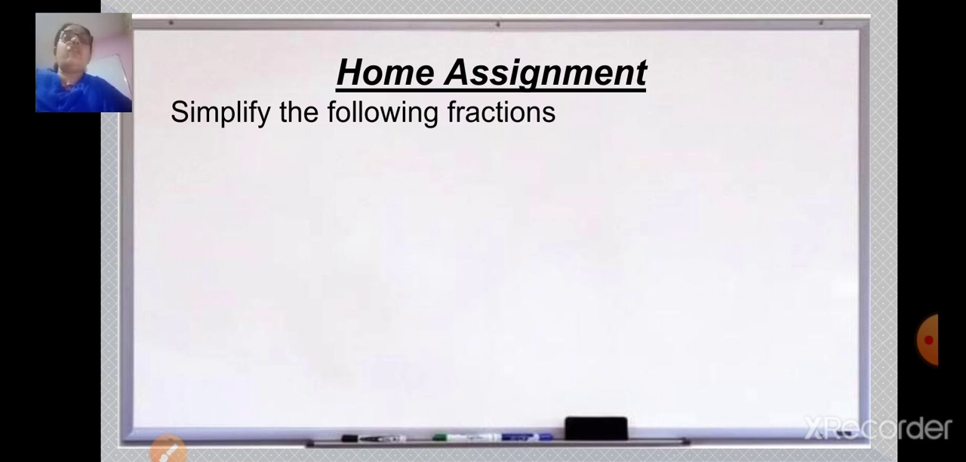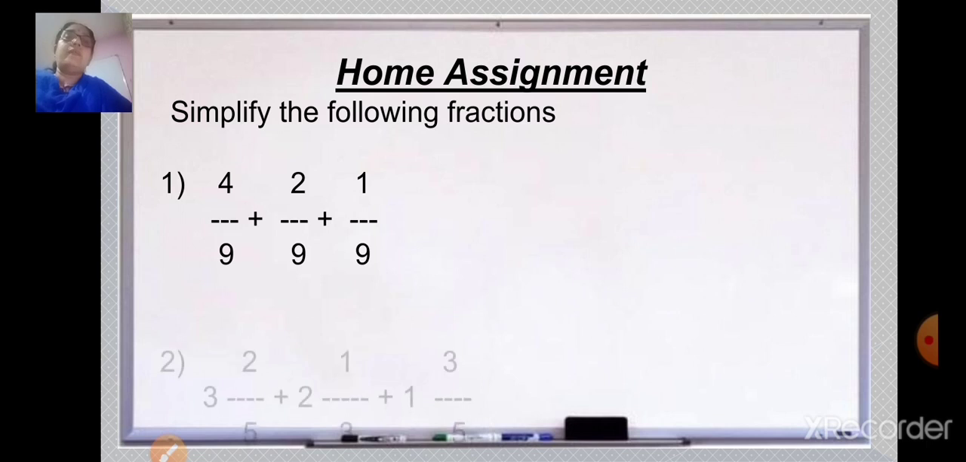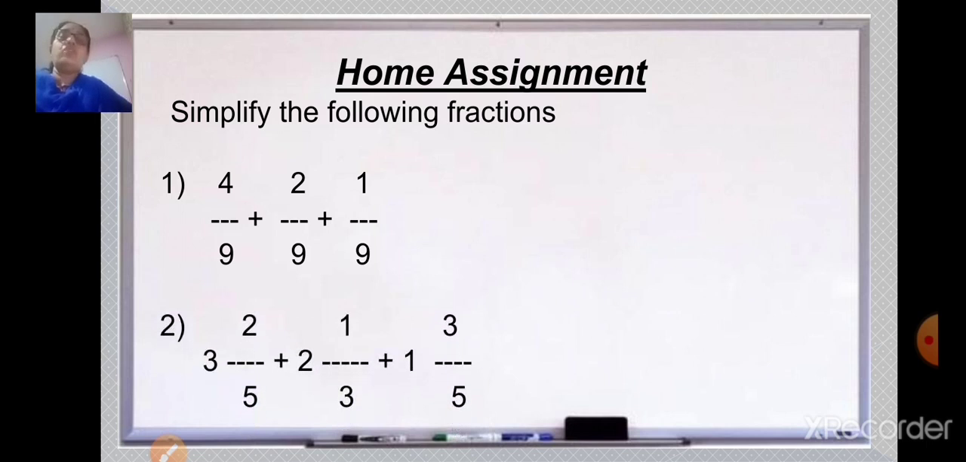Now simplify the following fractions. 4 upon 9 plus 2 upon 9 plus 1 upon 9. The denominators are same, so you can directly add. Second one, 3 whole 2 upon 5 plus 2 whole 1 upon 3 plus 1 whole 3 upon 5. First, change it into improper fractions. Then, make all the fractions like fractions and then solve it.